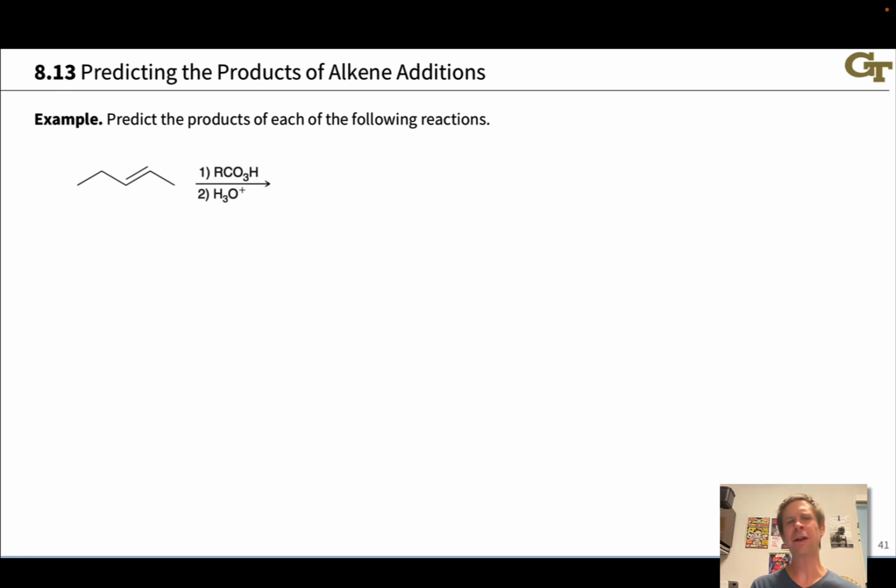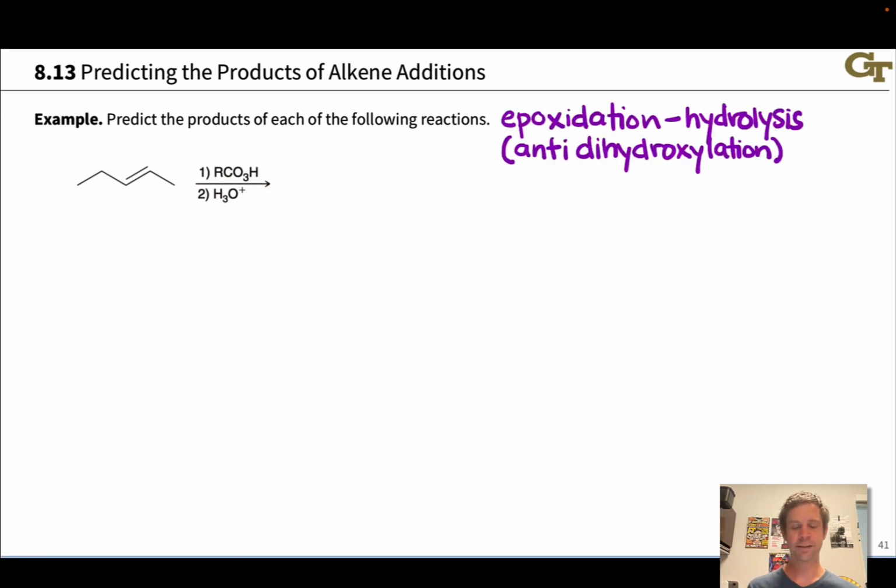While we don't have to draw the result of the first step, it helps here to think about what we get after the first step and what happens mechanistically in the second step, particularly with respect to the stereochemistry. What's happening here is epoxidation followed by hydrolysis, or ring opening of the epoxide by the acidic water conditions. The overall result is anti-dihydroxylation. Rather than going right to the dihydroxylated products, let's actually draw the epoxides that can form and think about how they might open.